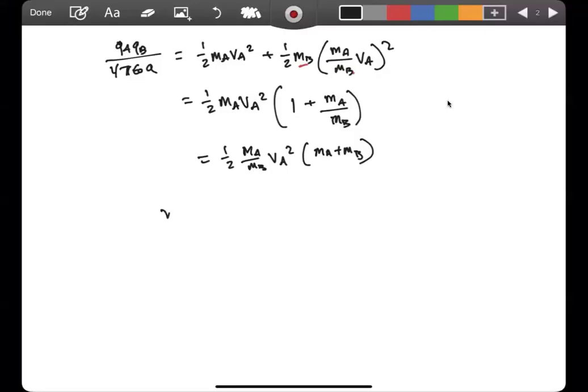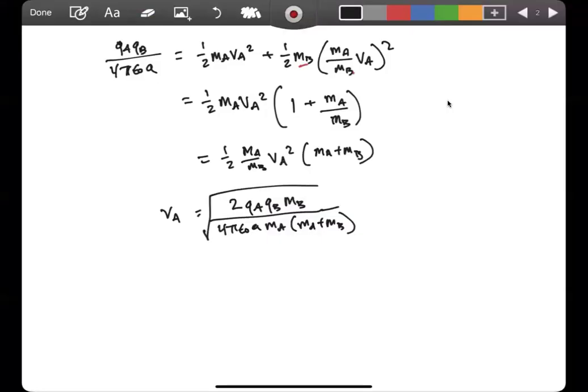So this leads to VA squared being equal to 2 QA QB times the mass MB, all divided by 4 pi epsilon naught A times MA times MA plus MB. Since I only want velocity at the end of the day, I'm simply going to take a square root of both sides. So when I pull off my square roots, I just get this.